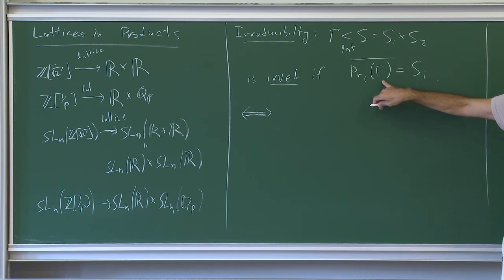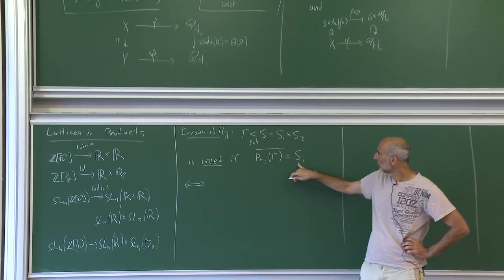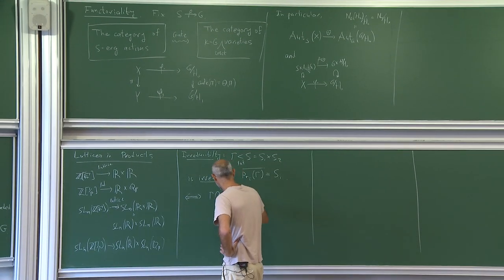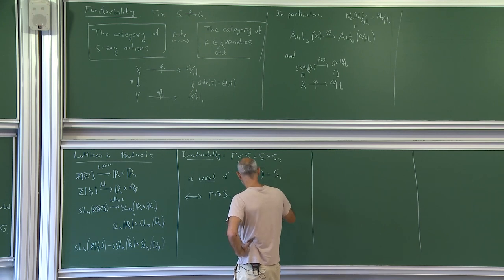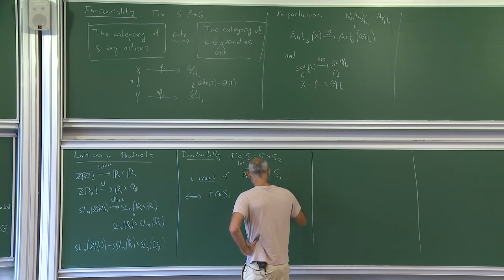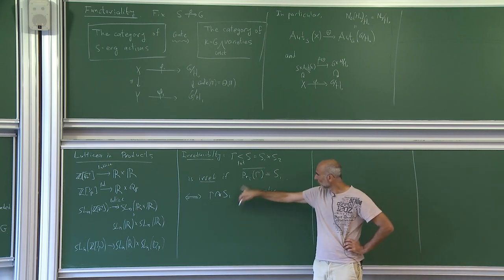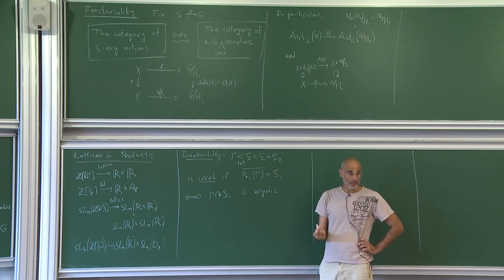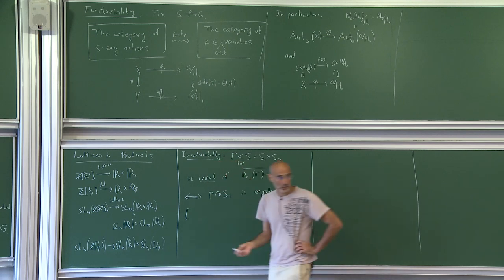So I claim that the density of gamma inside S is equivalent to ergodicity: gamma acts ergodically on S1. So I tried to explain why, if gamma wasn't dense in S1, then the action would not be ergodic. But if gamma is dense in S1, let me explain why the action is ergodic.